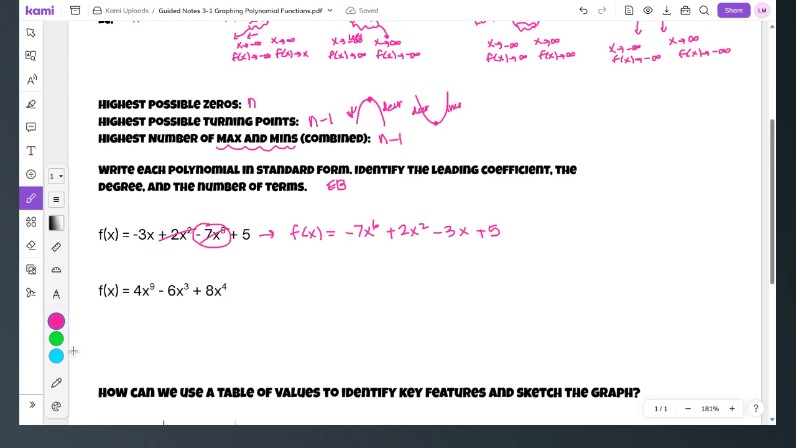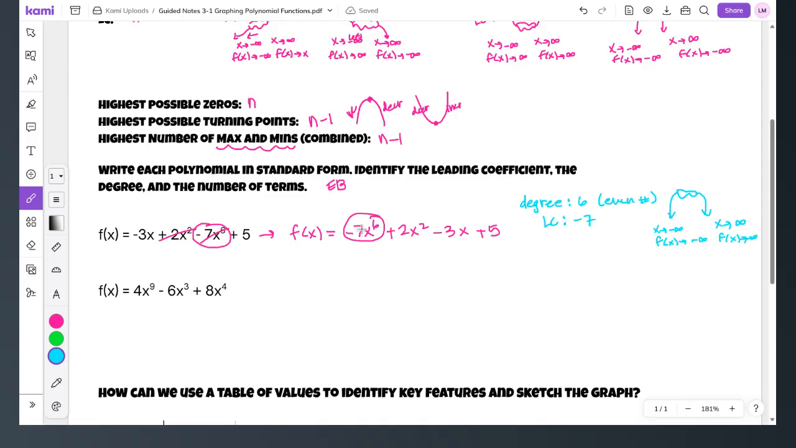All right, so I'm focusing on this first term, and I see that my degree is 6, which is an even number. My leading coefficient is negative 7. So this graph is going to act like a parabola that opens down. So I know what my end behavior is. As x goes to negative infinity, f of x goes to negative infinity. And as x goes to positive infinity, f of x, or my graph, goes to negative infinity also. So end behavior is exactly the same.